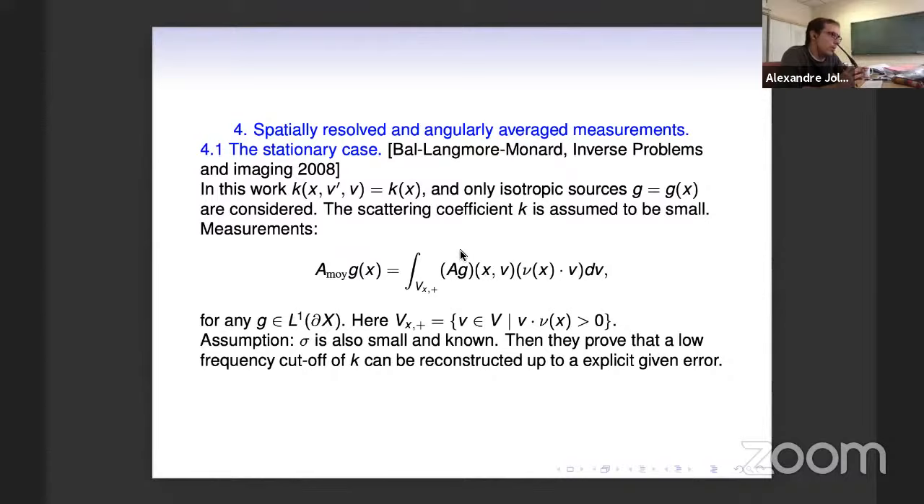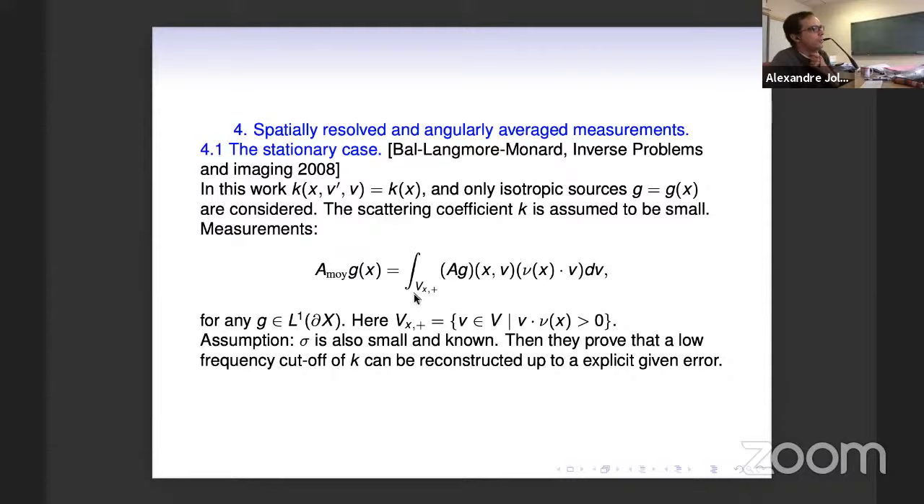So you see that when you drop precise sources and precise measurements, then things degrade a lot, because you obtain this. You do not have any more reconstruction of K as we had before, and sigma as we had before. It's much worse.